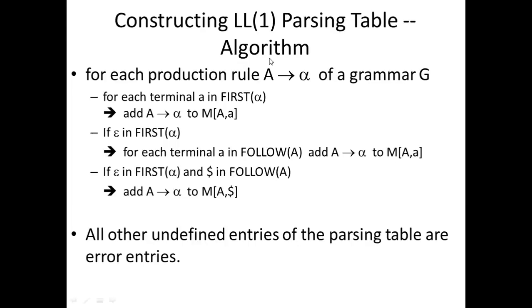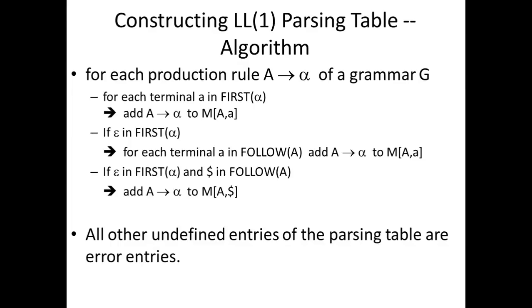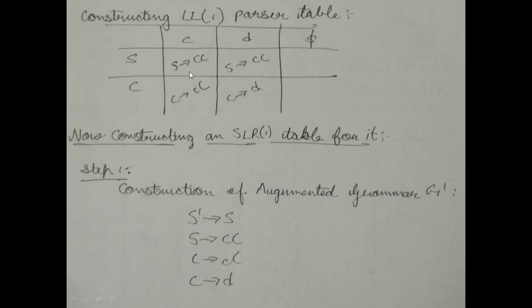For calculating, first of capital C is letters c and d. Now according to the given algorithm, for each terminal a in first of alpha, where alpha is C, that's why first of C is c and d, we add A gives alpha to M of A. Thus we added S gives capital C under c and S gives capital C under d in the row where the non-terminal is capital S.